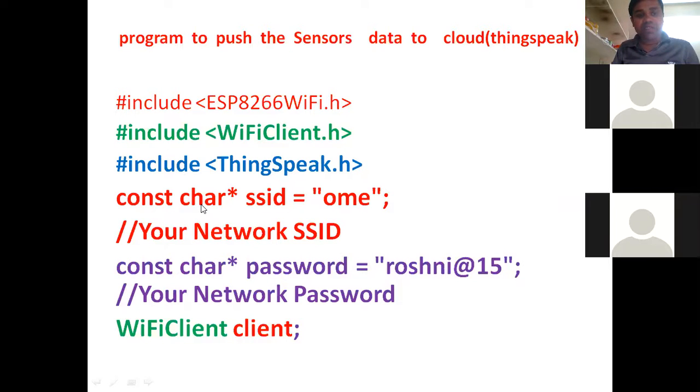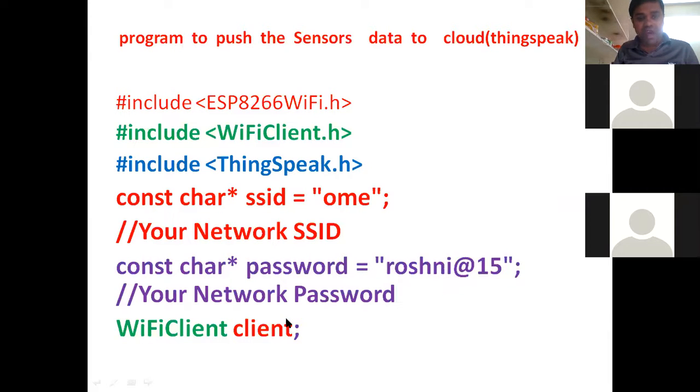Next, const char ssid. What is the network name? Here I am giving my name, Om, or you should give any name. Whatever your hotspot name is, you should give that name. That is your network SSID. Next, password: whatever the password is, you should give it within that variable.